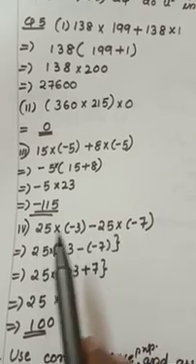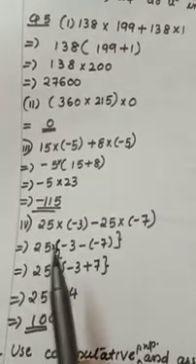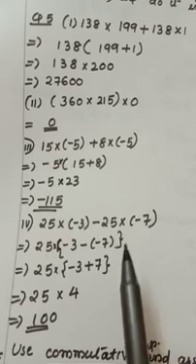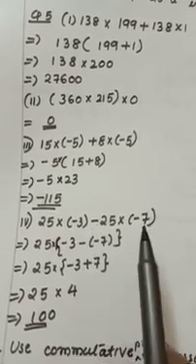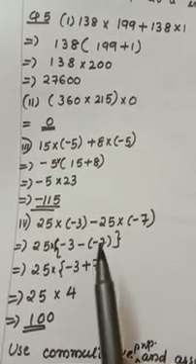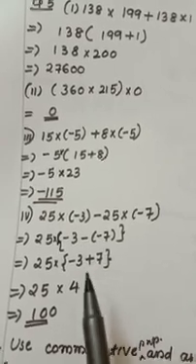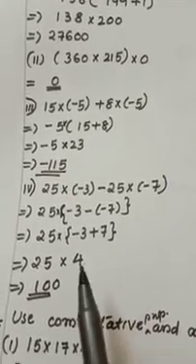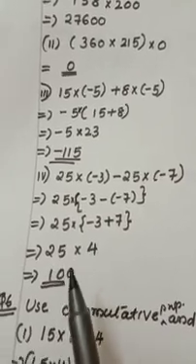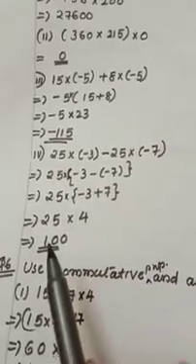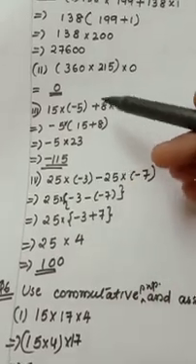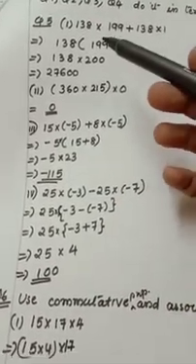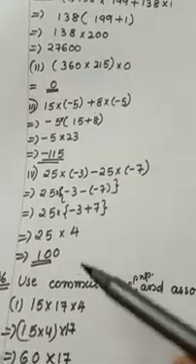Here 25 is distributed. 25 you take common. Minus 3. Here minus sign is there, then minus 7. When signs come together, same sign, it will come positive. Different sign, you have to subtract and put the bigger number's sign. 25 into 4 is 100. This is the distributive property fully. One number is distributed to the others.